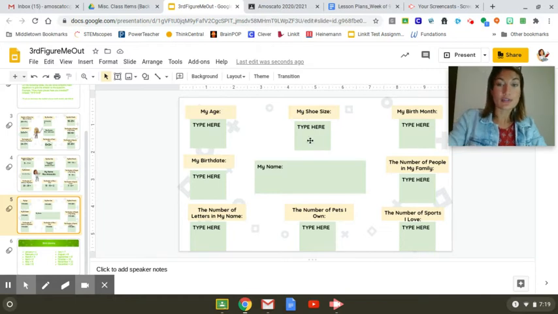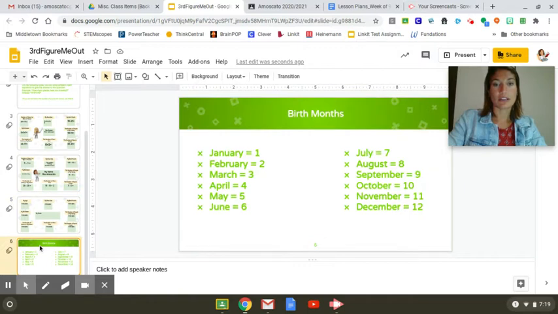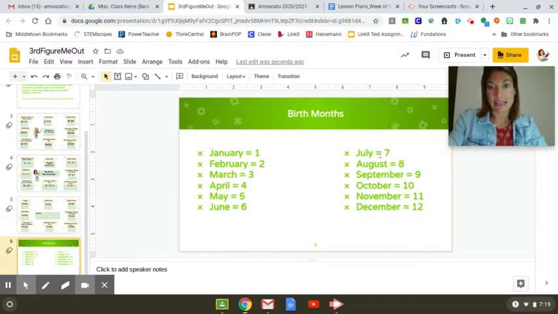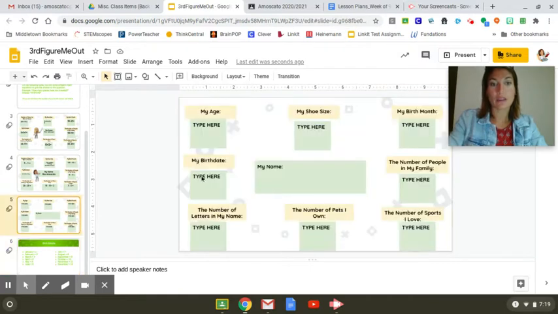You're going to do your shoe size, your birth month. Remember, if you're not sure, you can look here. Your birth date, that means what actual number of the day you were born. So for example, my birthday is August 15th. So I would have 8 as my birth month because August is the 8th month of the year. But my birth date, I would need it to equal 15.